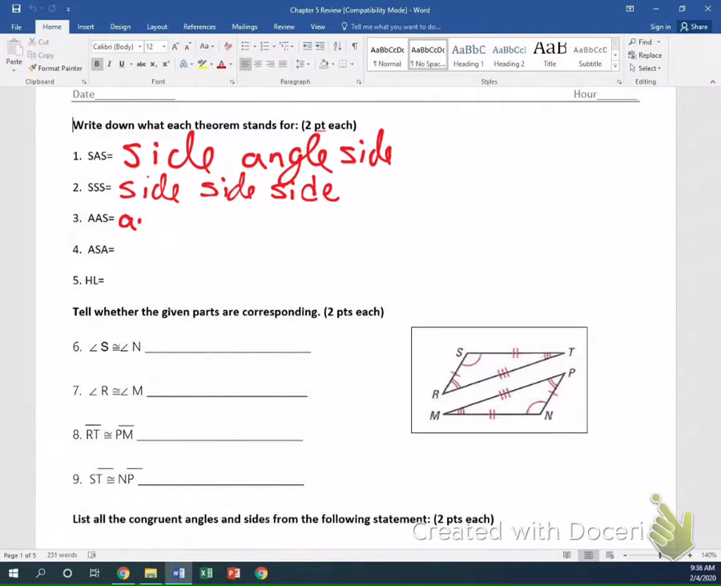This next one is angle, angle, side. Do you recall what we discussed? All right, what's ASA? Angle, side, angle. Good. And hypotenuse. And then HL is hypotenuse leg.